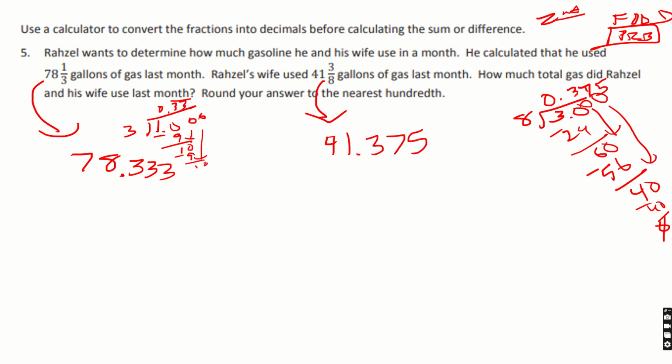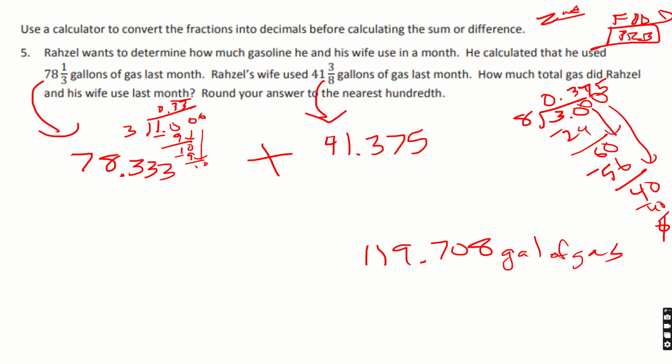0.375. All right, and now we're going to compare these two, and it looks like it's asking how much total gas, so we would add them. So let's throw that addition symbol there. And when we add 78.333, and again, it is repeating, plus 41.375 as a decimal answer, we would get 119.708 gallons of gas.